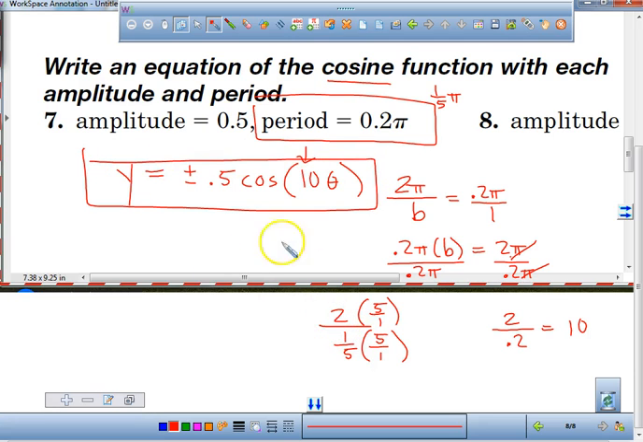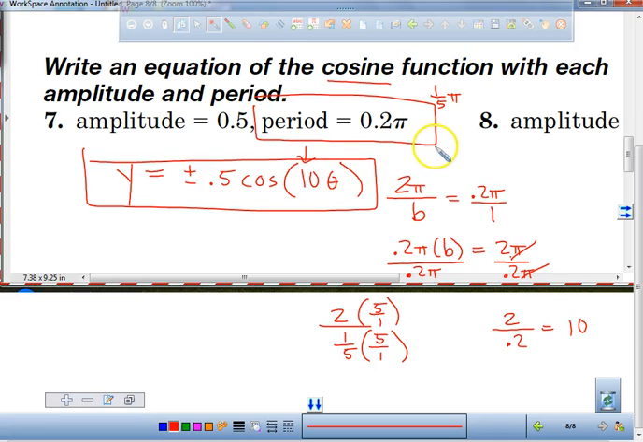You're going to have a quiz. I'm going to be giving you an amplitude, and I'm going to be giving you a period. What do you need to be able to do?